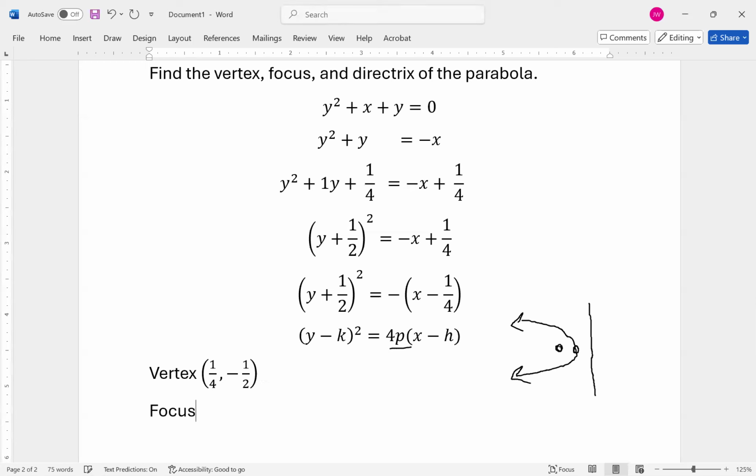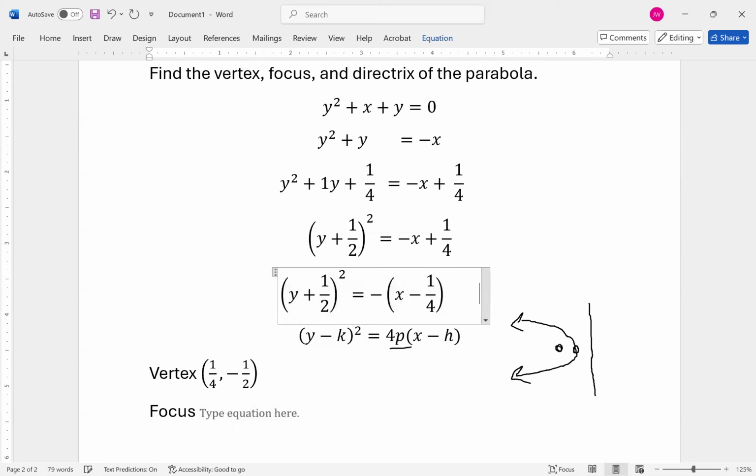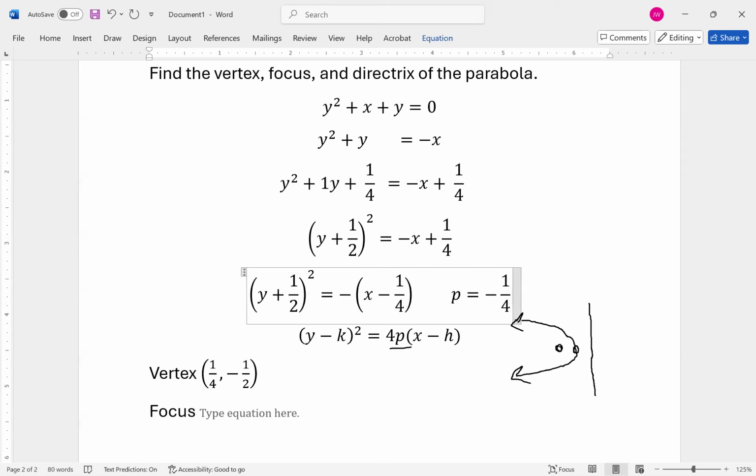So the focus, moving to the left, that means in the x direction. Here, -1 is equal to 4p. So I should have said this, but p is equal to -1/4. Let me write that down over here. P equals -1/4. So P is -1/4 because 4P is -1.